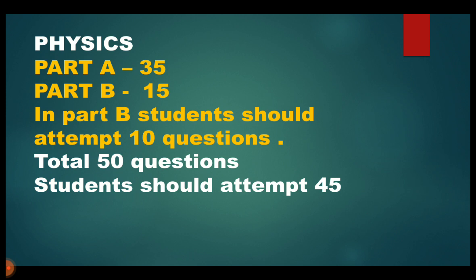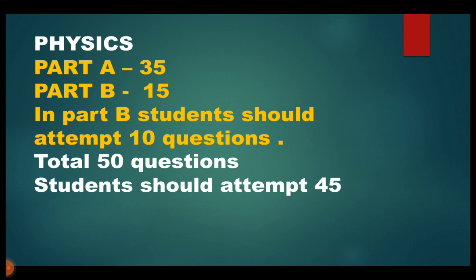Part A, that is 35 questions, is compulsory. Every question the student should attempt. All 35 questions students should attempt. There are no options or choices in part A. And coming to part B, there are 15 questions.